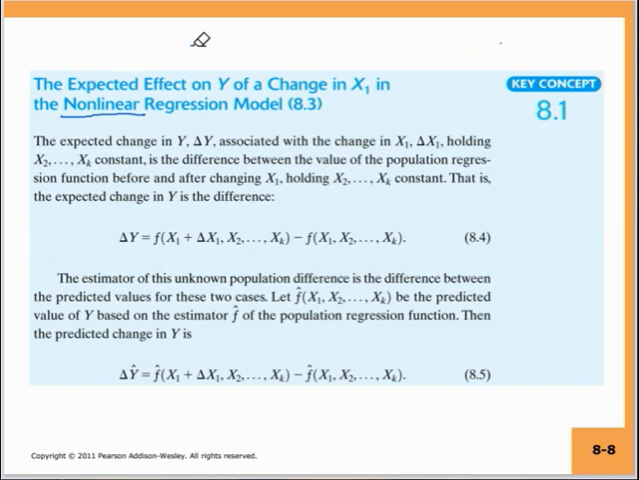So the estimator of this unknown population difference is the difference between the predicted values for these two cases. Suppose f hat of x1, x2 up to xk is the predicted value of y based on the estimator f hat of the population regression function, then the predicted change in y is f hat of x1 plus delta x1 and the others, minus f hat of x1 and the others. Why are we using f hat? Because we have not yet defined our nonlinear function, and it will become clear to us what our nonlinear function is and how we can estimate it in a minute.